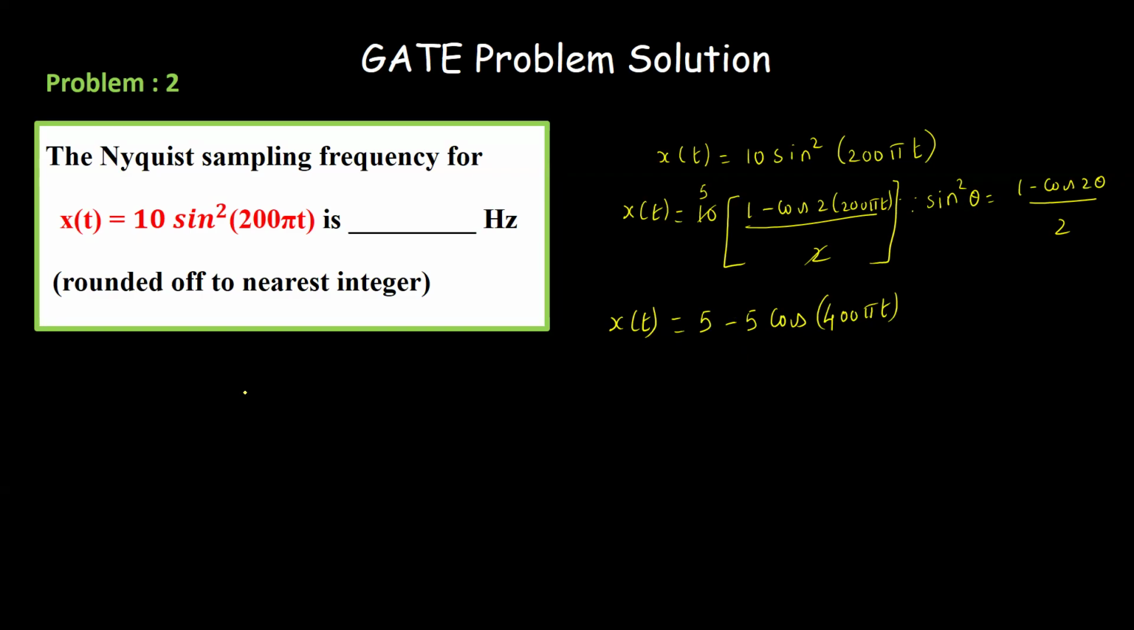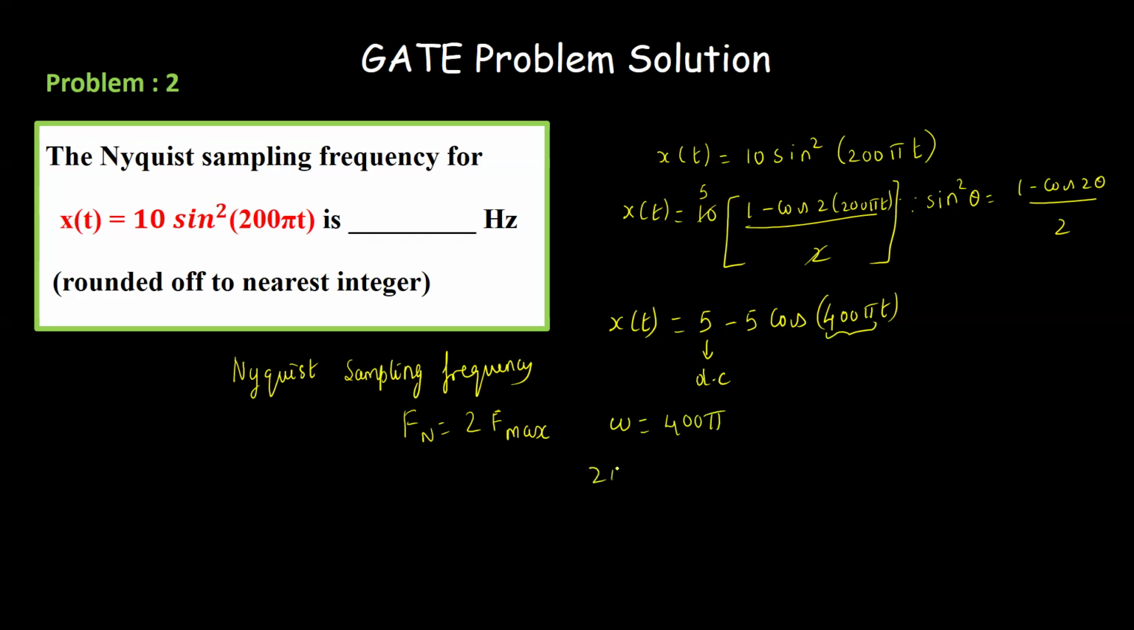From this, we have to find the Nyquist sampling frequency. Nyquist sampling frequency Fn is equal to 2 F max, the maximum frequency component. By observing the input signal x of t, the first is the DC term, so there is no frequency. The only second component is the cosine, so 400 pi is the only frequency, that is the maximum frequency. Here we will put omega equal to 400 pi.